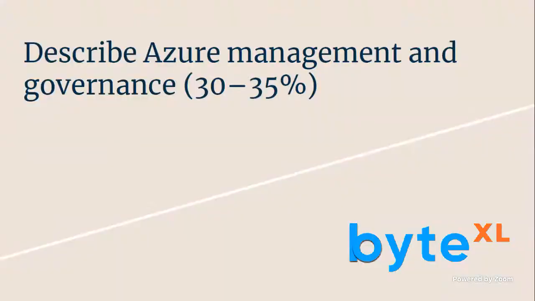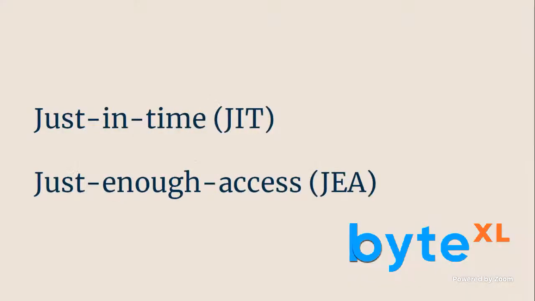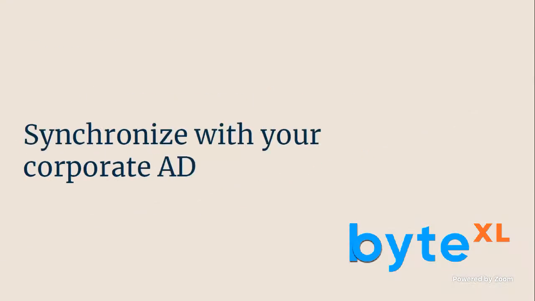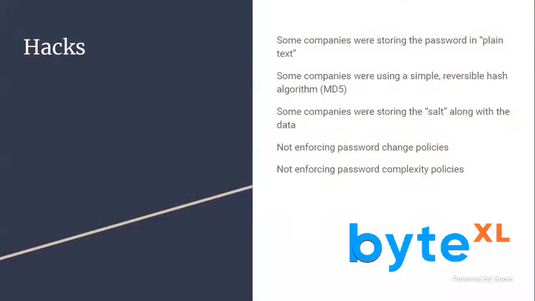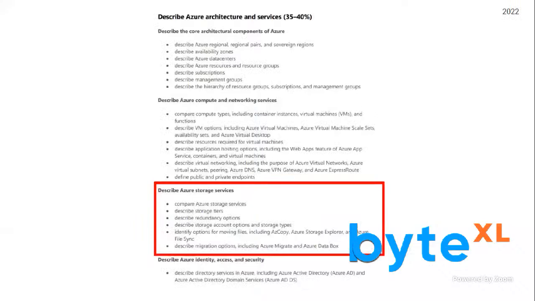For today, we discussed a lot with respect to module 2. We have discussed the complete Azure architecture and services, which covers 35 to 40% of the weightage: Azure architecture components, compute and networking services, Azure storage services, and the identity and access security part.